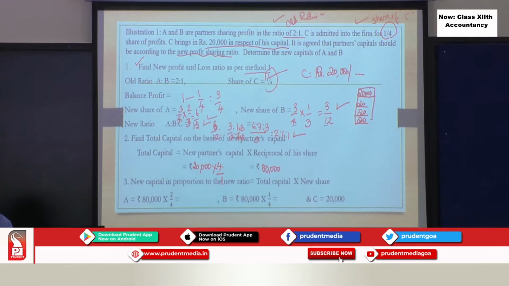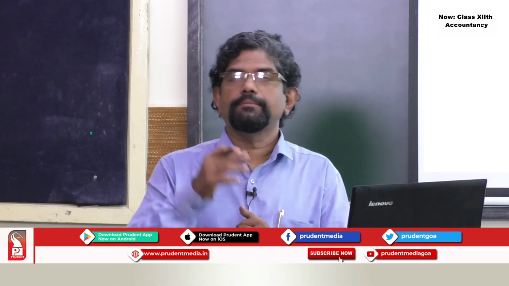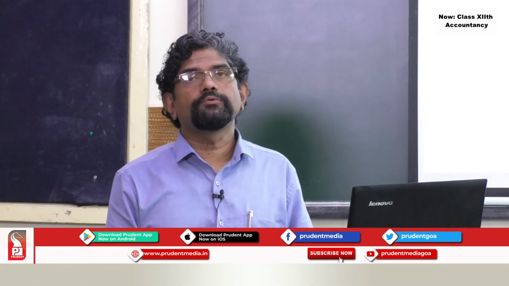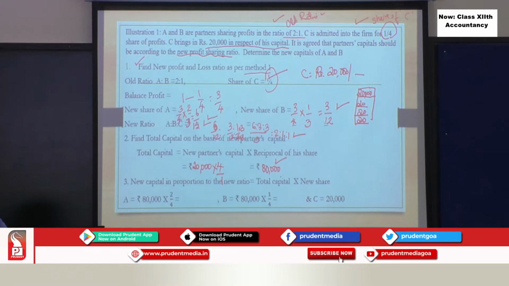Now we have to find the proportionate capitals of all the partners. The proportionate capital of A, B and C is to be found. How do we do it? The total capital we arrived at, this 80,000, we have to divide in the new ratio, which is 2 is to 1 is to 1. So we divide the total capital in the new ratio, and we get the proportionate capital. The capital of A will be 80,000 multiplied by 2 upon 4, that will be 40,000. And 80,000 multiplied by 1 upon 4 will be the capital of B, which is 20,000 rupees.